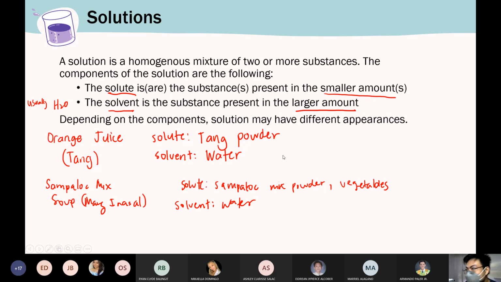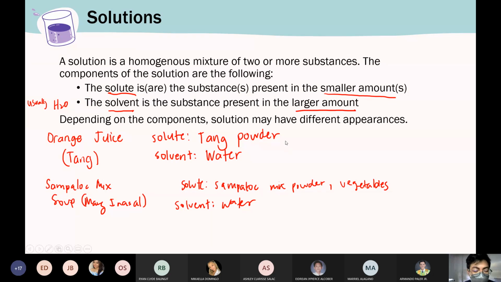Again, the solution is made of two, the solute and the solvent. The solute is the one that is smaller in quantity, while the solvent is the one that is present in larger quantities. Okay? And usually it's water. What we described here are liquid solutions. Okay? Liquid solutions sila.